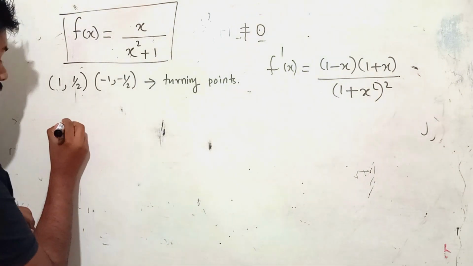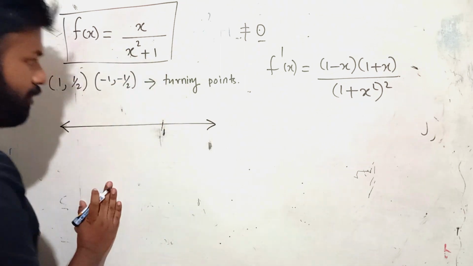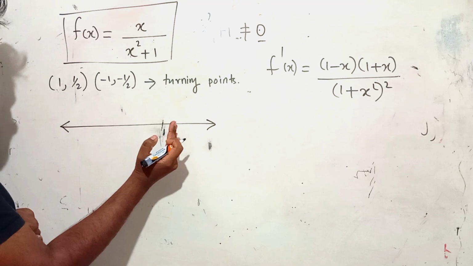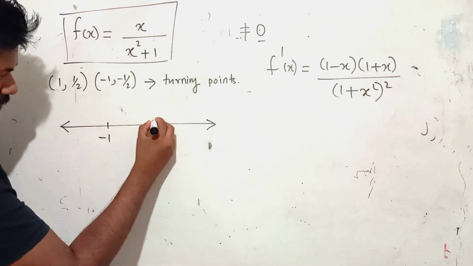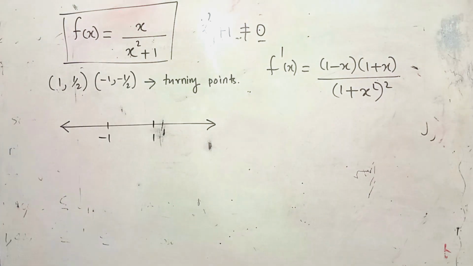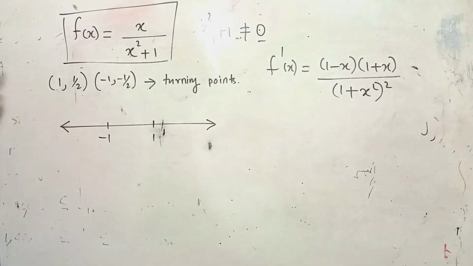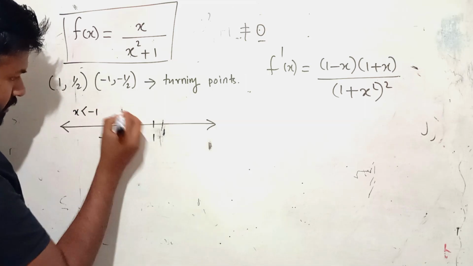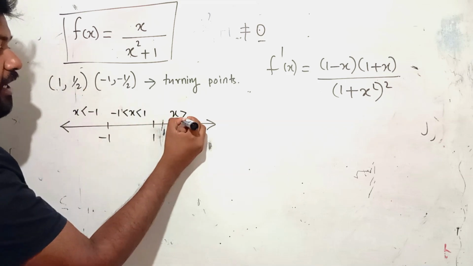So you have to draw a number line for x. Always remember you have to denote only the x coordinates of the turning points. One is minus 1 and the other is positive 1. So we know that these two values divide this number line into three different parts. We can call this part x is smaller than minus 1. Here, x is in between minus 1 and positive 1. Here, x is greater than 1.